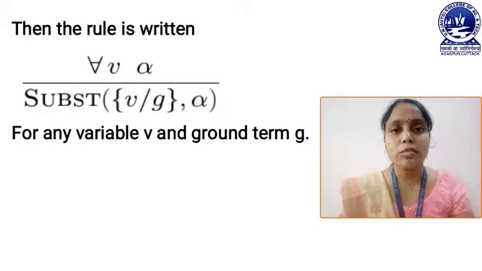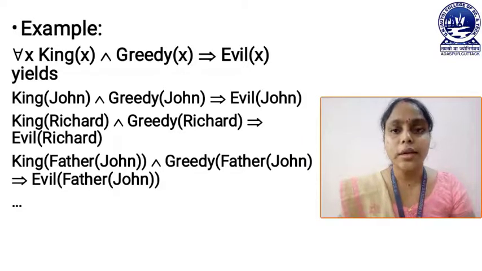Now look at the substitution. In substitution, V/G means V is the variable which is substituted by our ground term G in the sentence alpha. This is the rule of universal instantiation. Now look at the example.